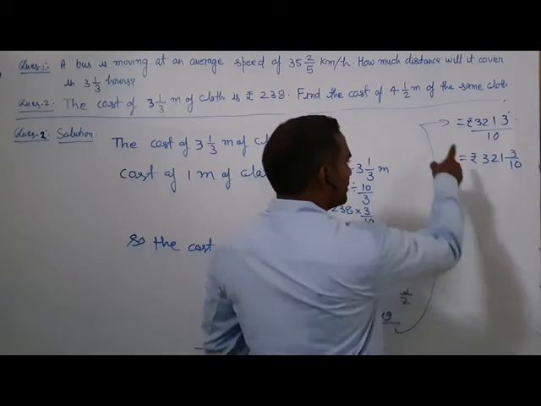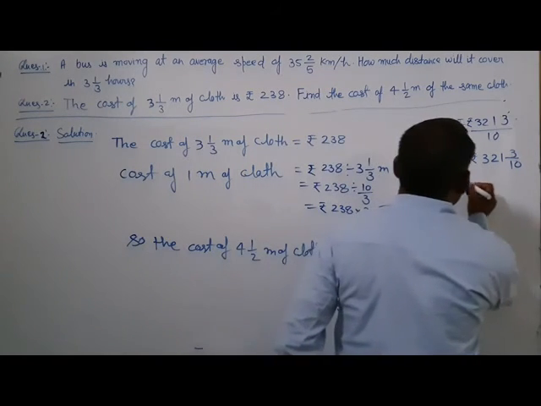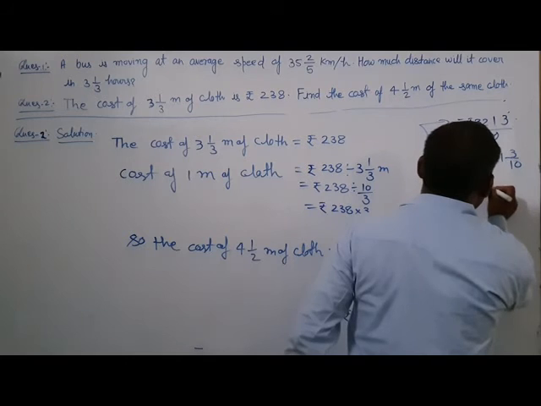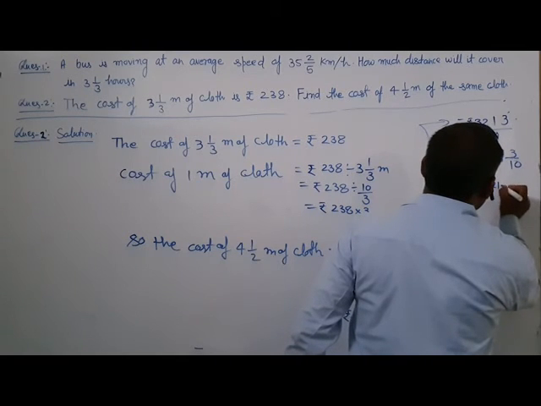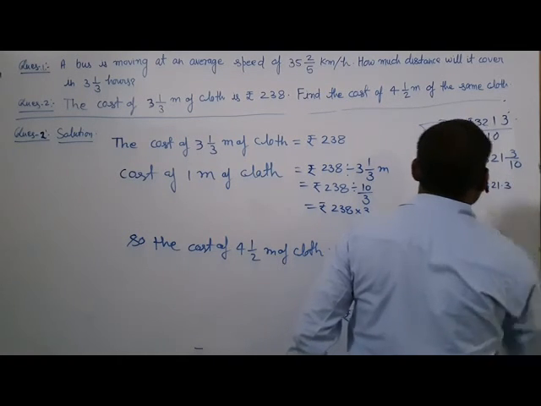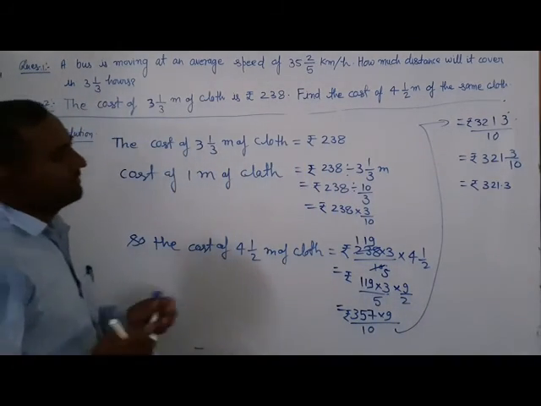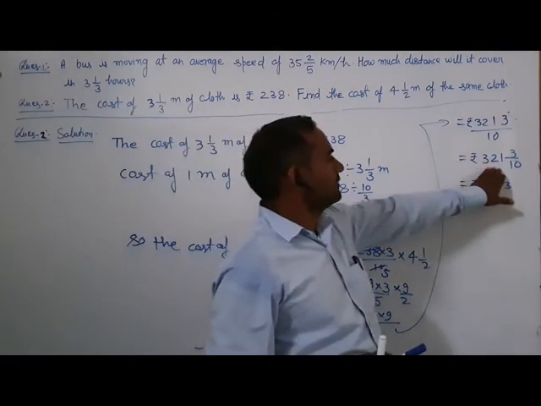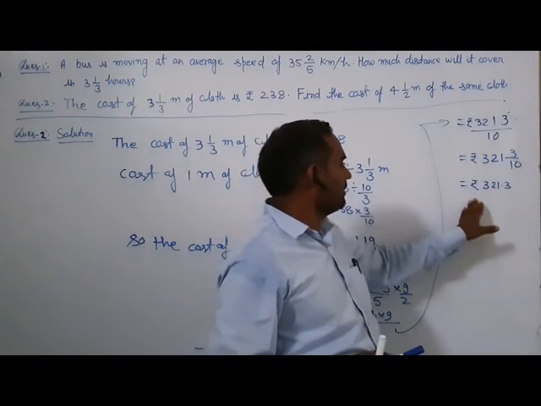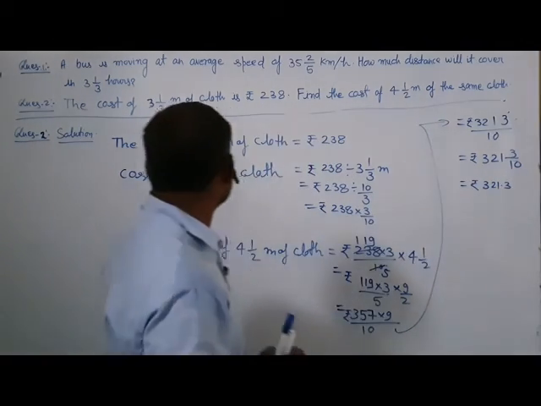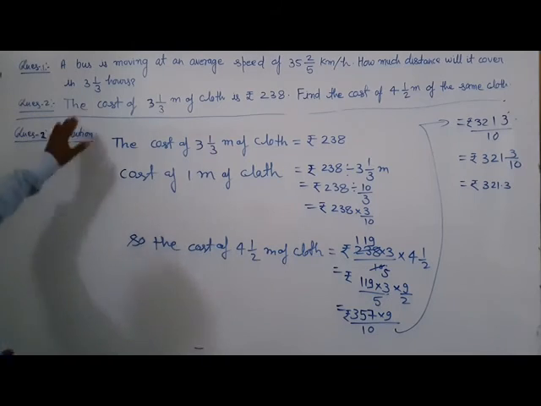You can also write this in the form of rupees 321.3. This will be the cost, written either in fractional form or decimal form. This is the answer of this question.